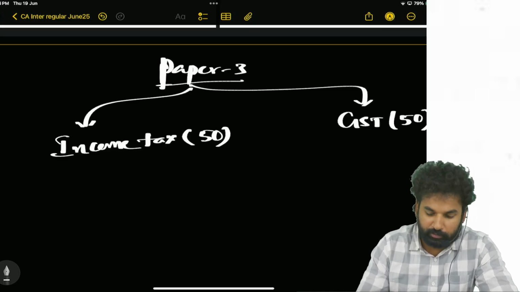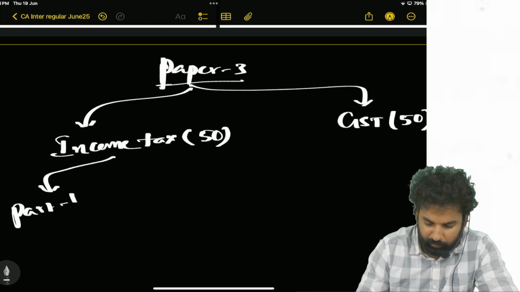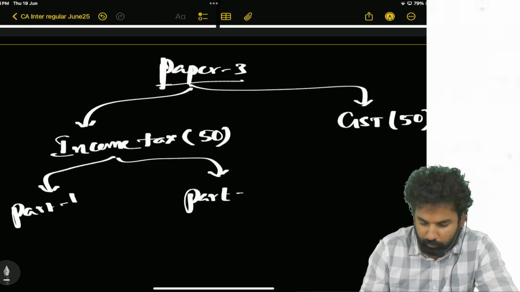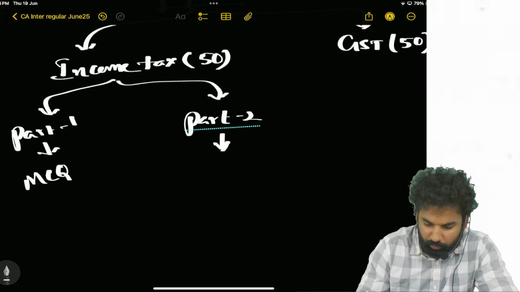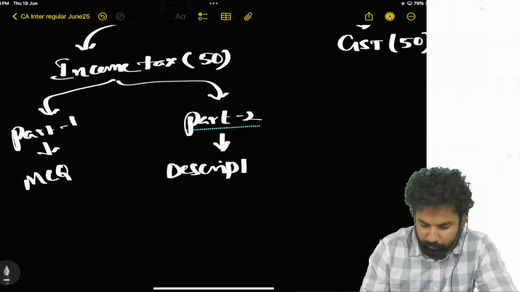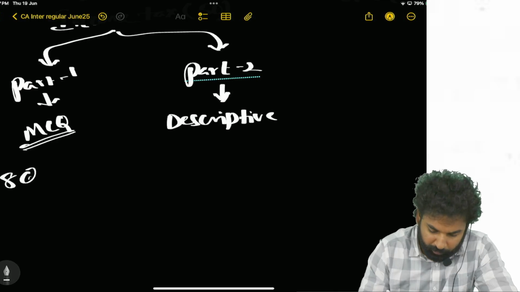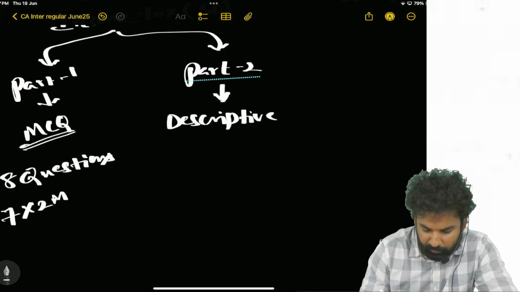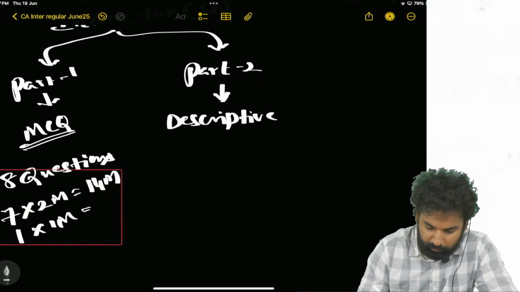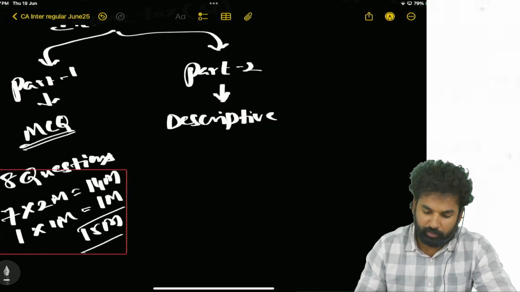In income tax, you will be having two parts. Part 1 will be MCQs and part 2 will be descriptive. In the MCQs, you will be having 8 questions: 7 into 2 marks, 14 marks, and 1 question into 1 mark, totally 15 marks. Same is the case with GST as well.